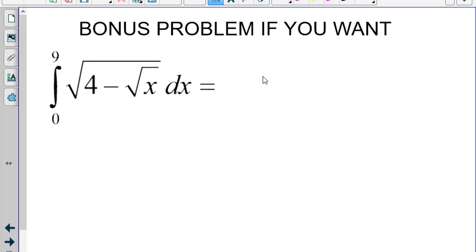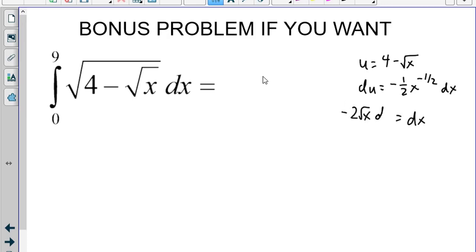I'm going to want to make sure that I eliminate as many things underneath a square root as possible, because once I have the square root of a binomial or something, that gets very hard to integrate. So probably the best thing that I could choose to use as my u is 4 minus root x. So that means du, the derivative of 4 is 0, is negative 1/2 x to the negative 1/2 times dx, which if I solve for dx, I get negative 2 root x du.